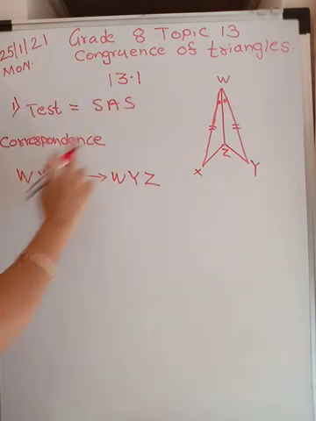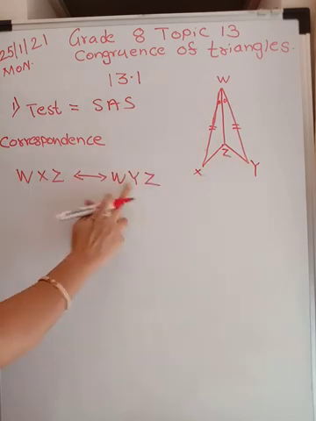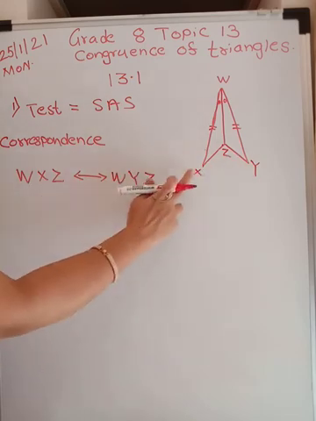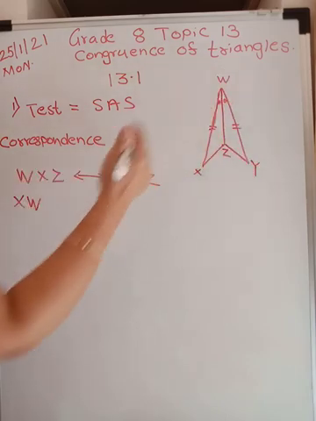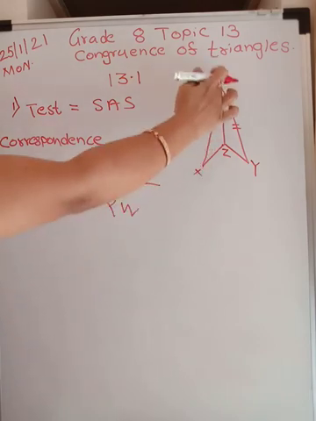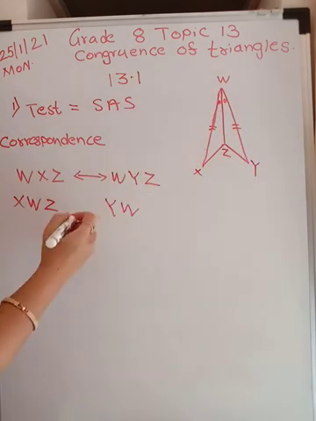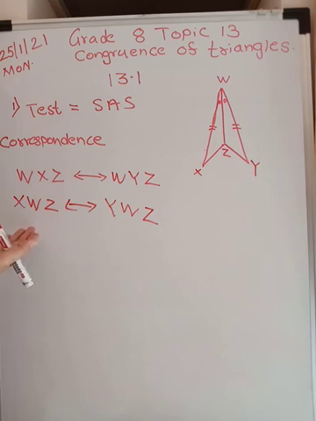And what is the correspondence? See, W will go with W, X will go with Y, and Z will go with Z. Or you can write XW first. See, XW, this side will go with YW over here. And only one is remaining, that is Z. So XWZ and YWZ. This way also you can write the correspondence. It is up to you how you write the correspondence. So you can take Z first also and write it. So that is the way you have to decide what the test is and what the correspondence is.